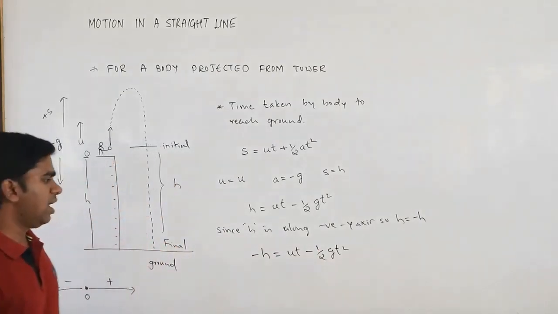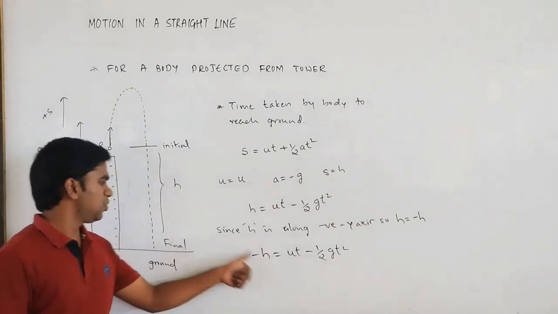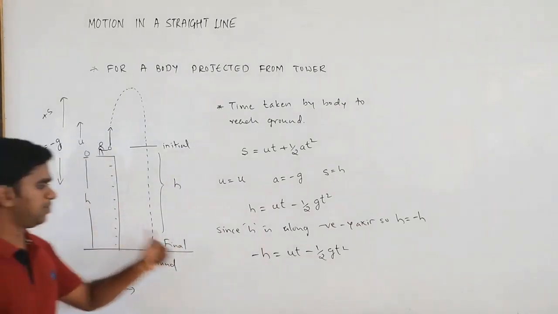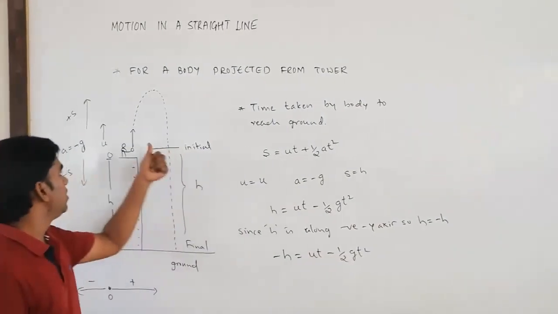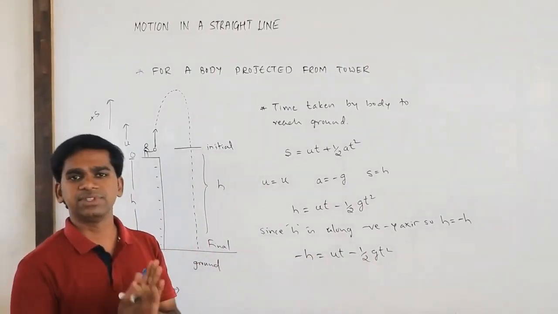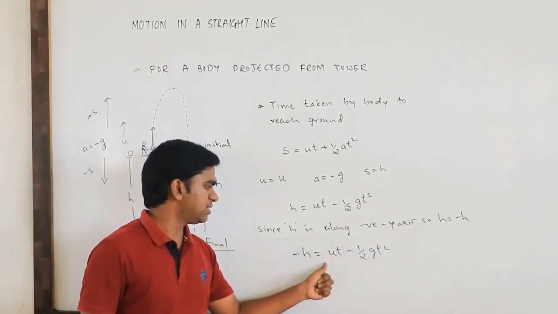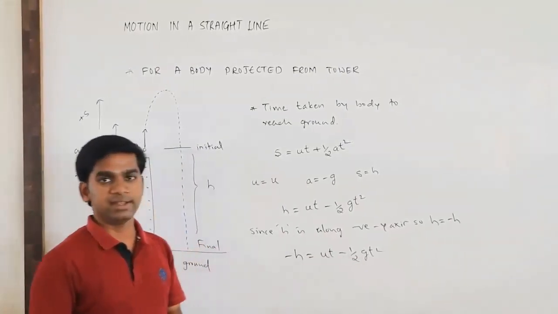Now if you solve this equation, you will get the time. The height of the tower, they will give, and the initial velocity u, they will give you. g you can take as 9.8 or sometimes 10. So all three known quantities are there, and only t is unknown, so you can calculate t.